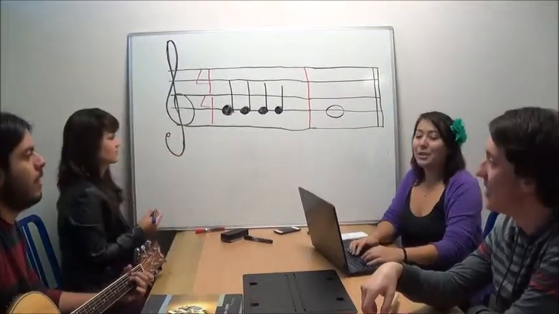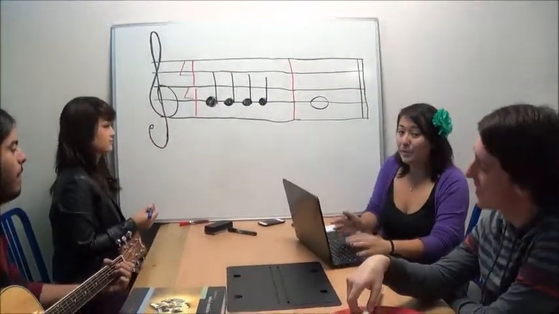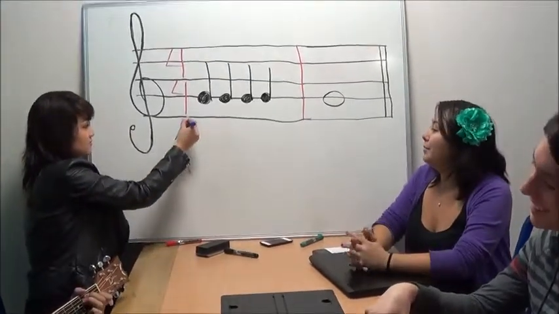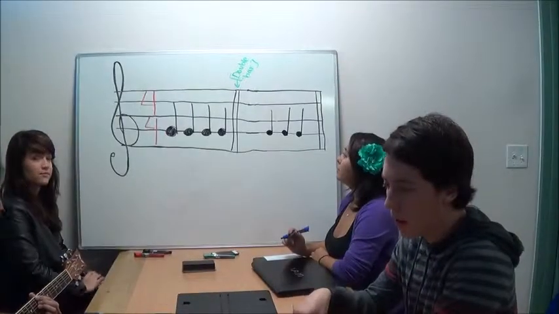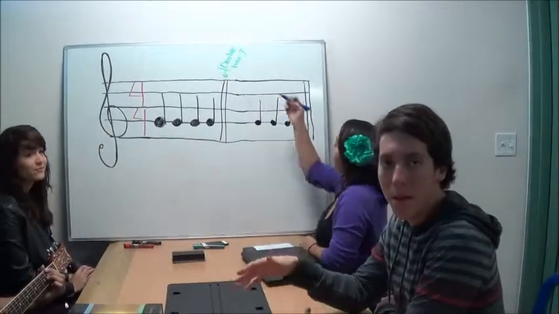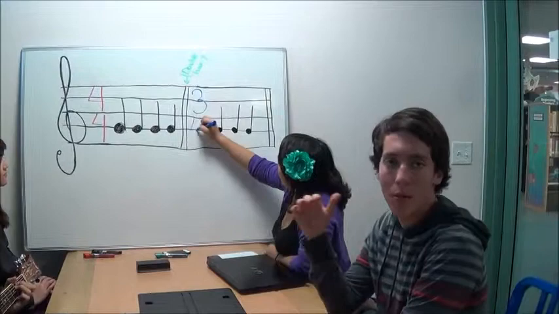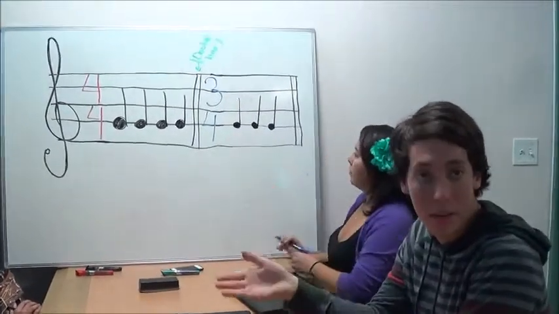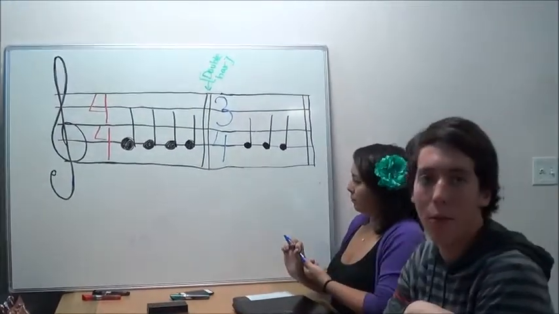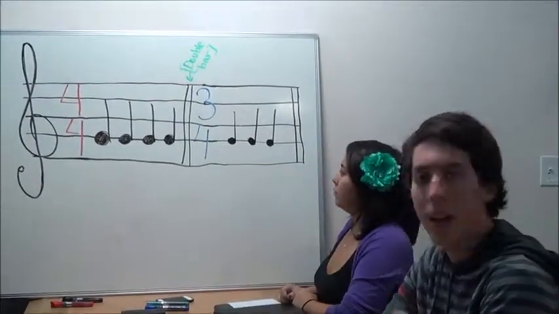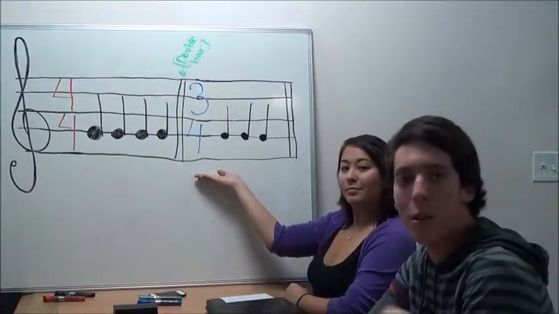In simple meter, each beat is divided into two equal parts. Two of our most common time signatures are 3/4 and 4/4. In meter, the bottom number represents what type of note gets the beat, whereas the top number represents how many of that note are in a measure. In the first measure we have 4/4, which equals 4 quarter notes, whereas in the second measure we have 3/4, which equals 3 quarter notes.